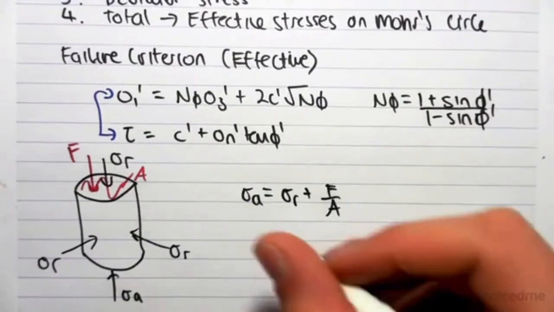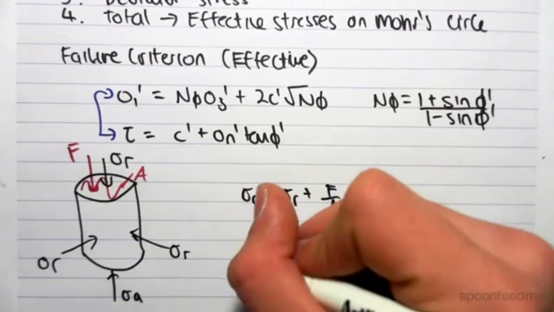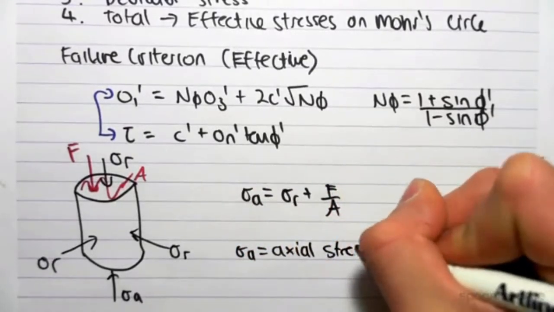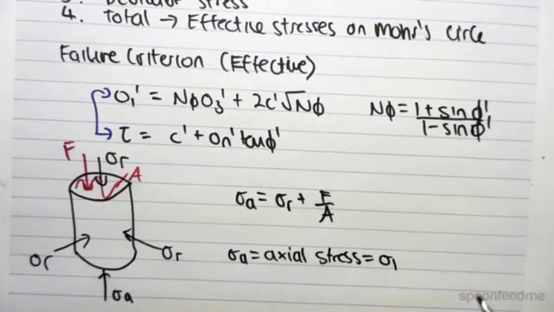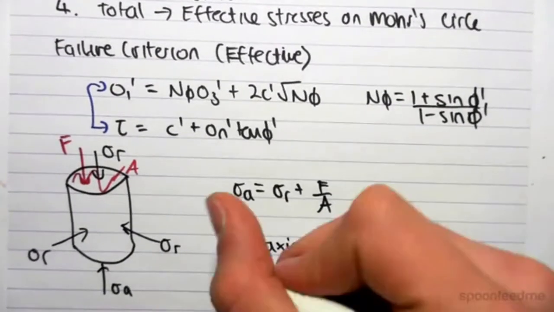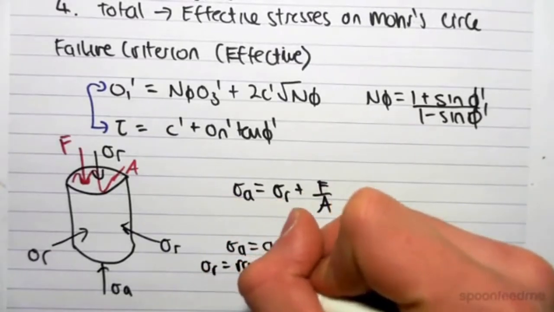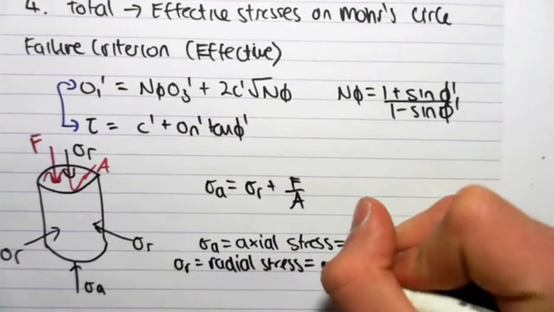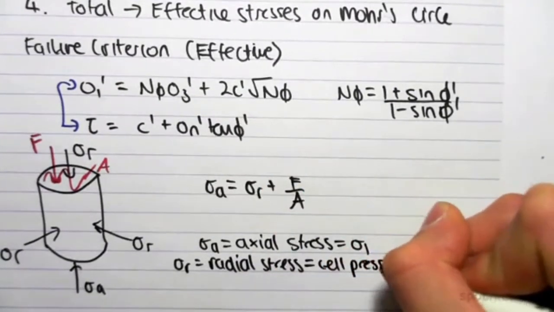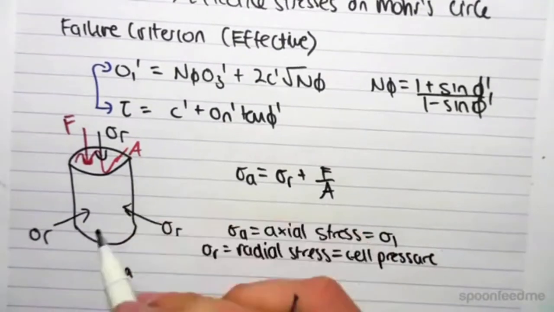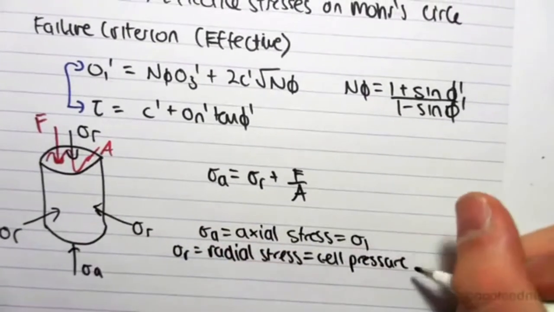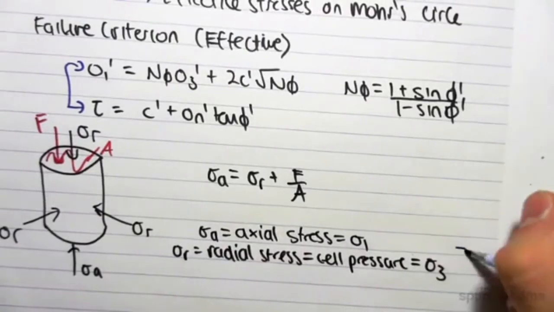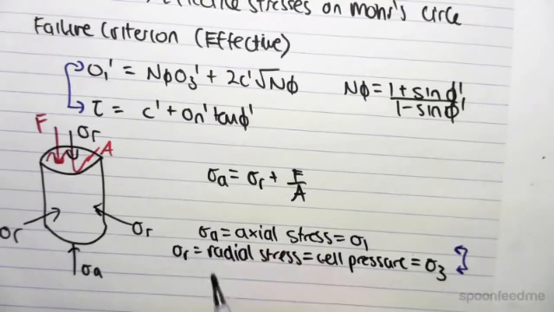So what we can do is define these terms. Sigma A is equal to the axial stress, which equals sigma 1. So this is one of our principal stresses. Sigma R equals the radial stress, which equals something known as the cell pressure, which makes sense because our entire cell is under a pressure of sigma R from the water, and this is equal to sigma 3. So we have our two principal stresses in terms of our radial and axial stress.